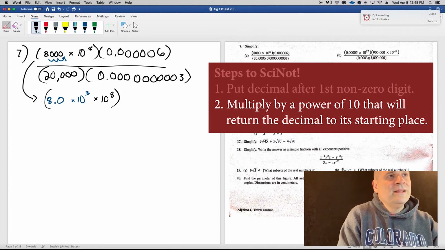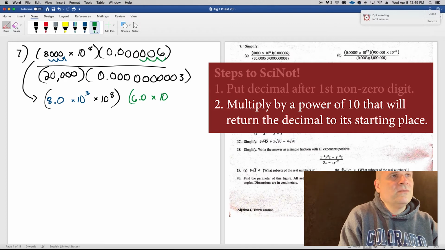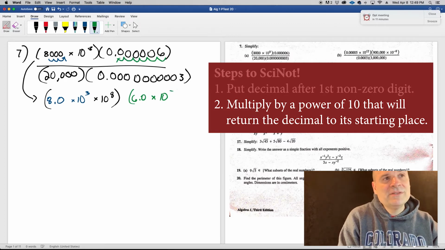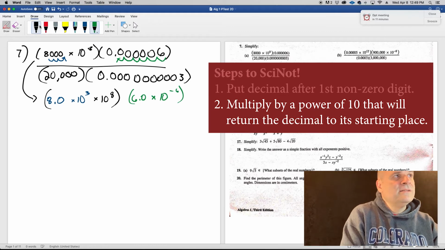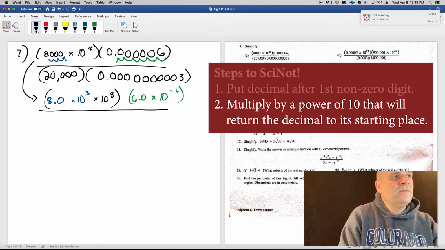Okay, and then let's do this one. Well, this is just 6.0 times 10 to the, well, how do you get it back to its original place? 1, 2, 3, 4, 5, 6 to the left. So I have to go left 6. All right, so that's all over this guy.